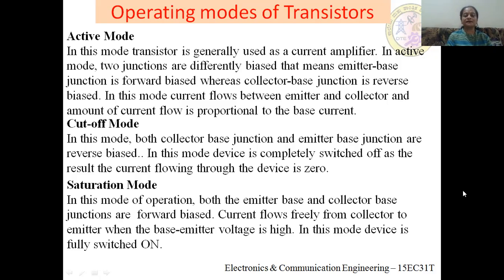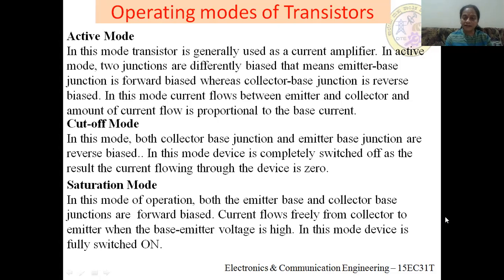The one more mode is the saturation mode. We are talking about CE mode, that is, emitter is made common to both input as well as output. In saturation mode, both emitter base, that is input junction, and collector base junction, the output junction, are forward bias. So current flows freely from collector to emitter, whenever the input base voltage is high. In this mode, the transistor will be always on. So these are the three modes of a transistor.